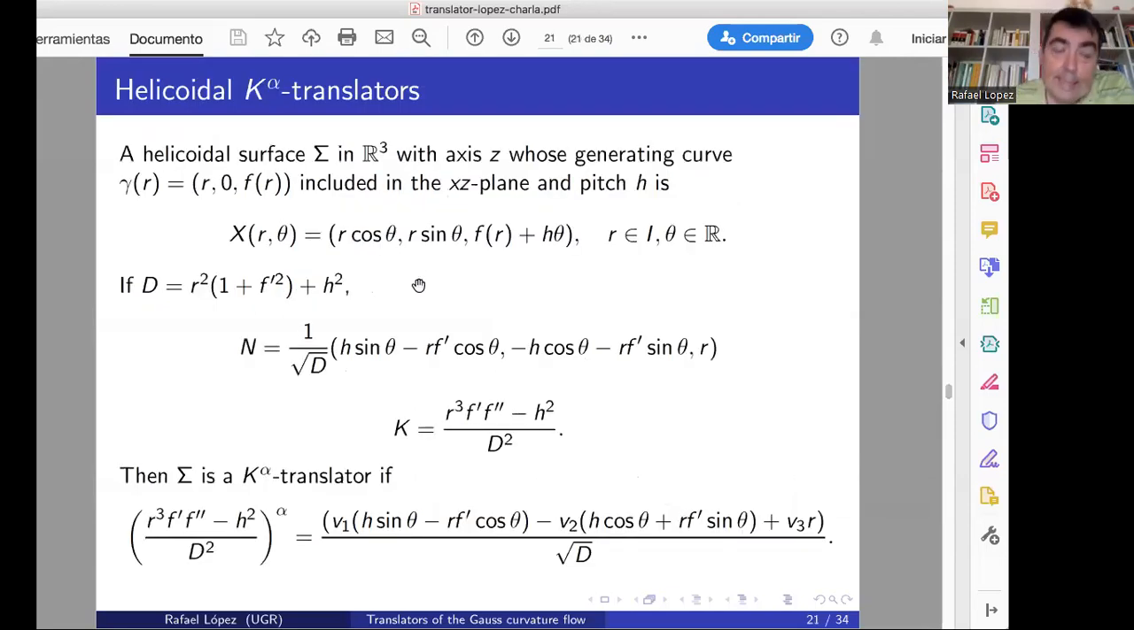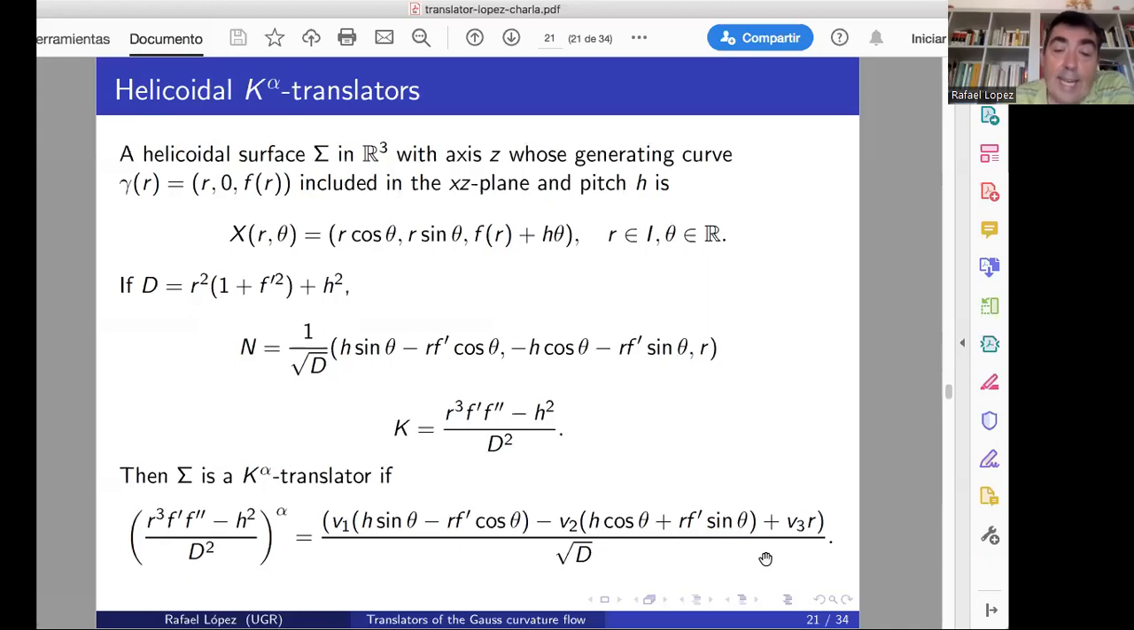The second step is the study of helicoidal surfaces. This is the parametrization of the surface. H is the pitch of the surface. The rotation axis is the z axis. Okay. And then this is the Gauss map. D is this expression. Of course, the equation is more complicated.